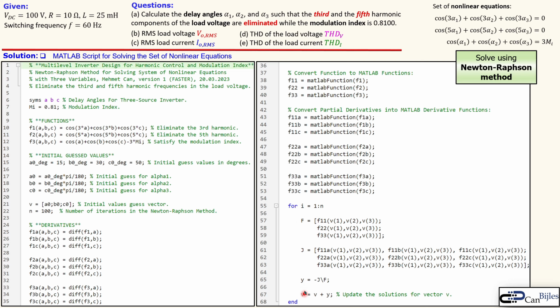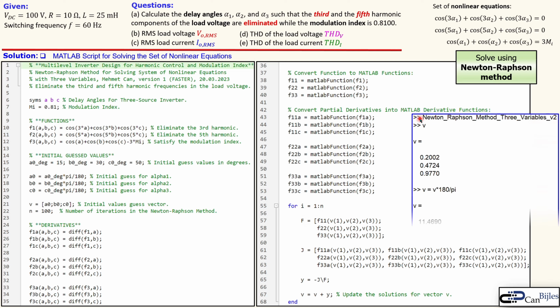And then I said, okay, this is something I need to update. So update the solution with a vector v, and then call that a new vector, and then get the new process and start it all over again. And then at some point we will converge to a final value. And that is, if you run the script, and the script was called, in my case, Newton-Raphson method 3 variables v2. I have also the v1, which was a slower version. This is a faster version. And it will give me this.